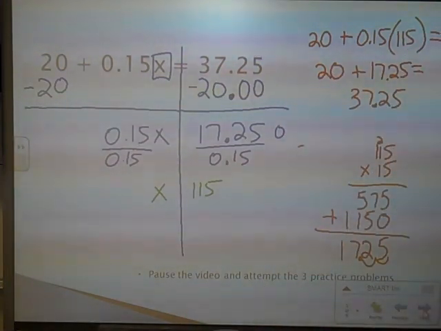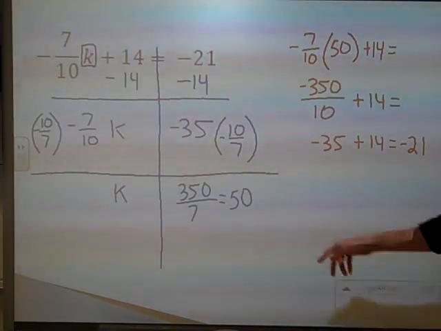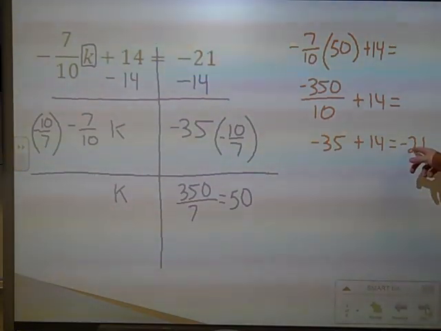So go ahead and pause your video right now, and I want you to try the next 3 problems. Alright, your first practice problem was -7/10 times k plus 14 is equal to -21. You should have gotten an answer of k equals 50. Okay, and then when you plug it in, you should be able to get a matching answer of -21 and -21. So go ahead and pause the video if you need to see that one.